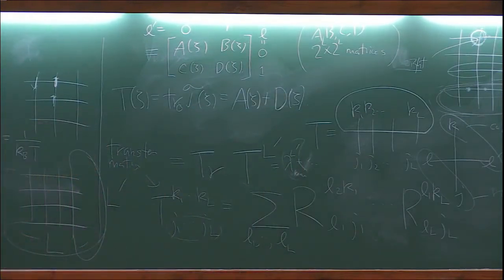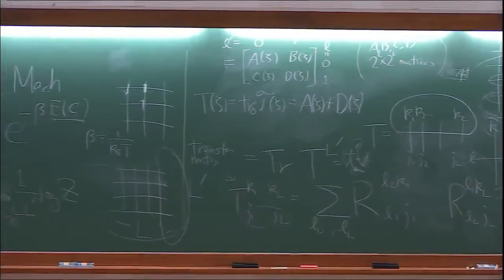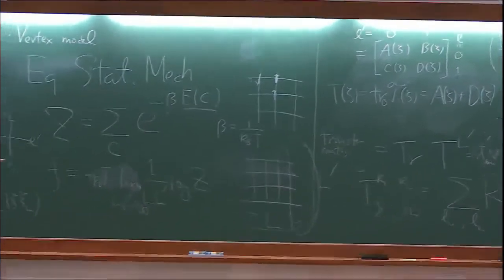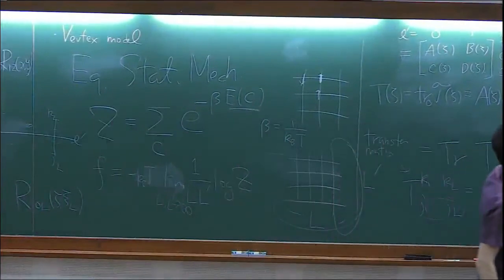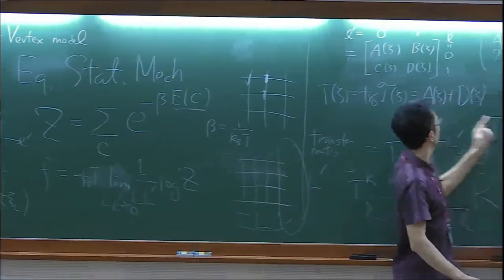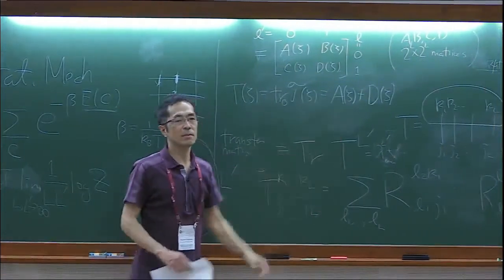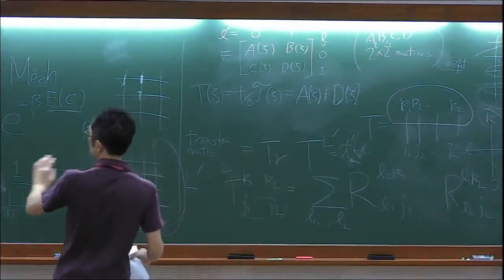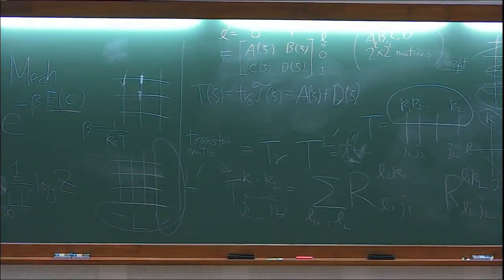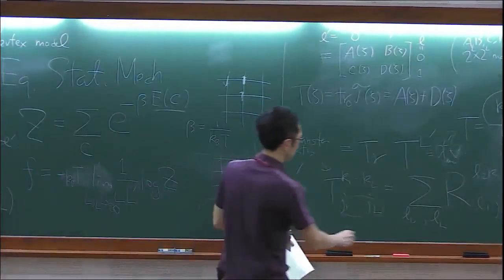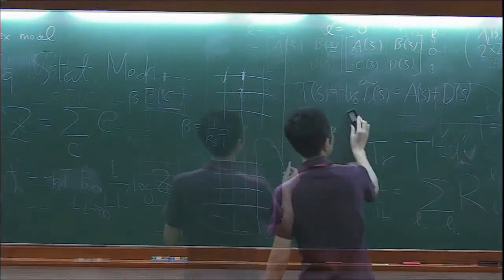And pictorially, in the graphical representation, if we take L and L prime to be the same, and take a sum over L equals 0 and 1, then this becomes exactly the same as the transfer matrix here. And as a formula, it is written like this. So by considering some properties of the monodromy matrix, maybe we can study the transfer matrix. That's what we do as a next step.